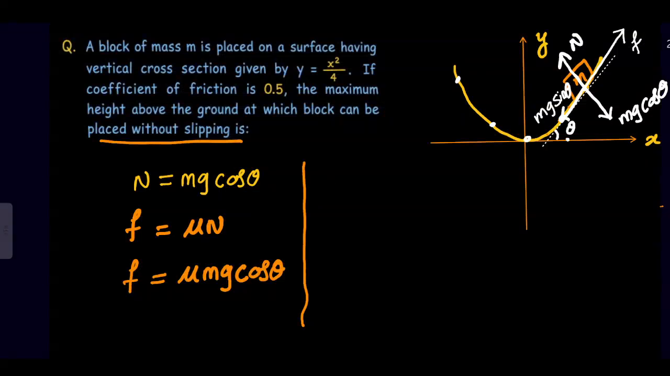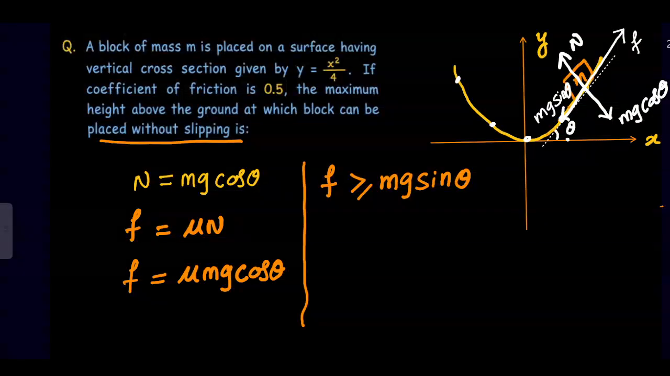Yes, so indirectly we can say the frictional force must be more. If F is more, the upward force is more compared to the downward force, and the body is at rest only, no? So we can say F must be greater than or equal to mg sin theta. This point you understood now? If the frictional force is greater, then it is at rest only.